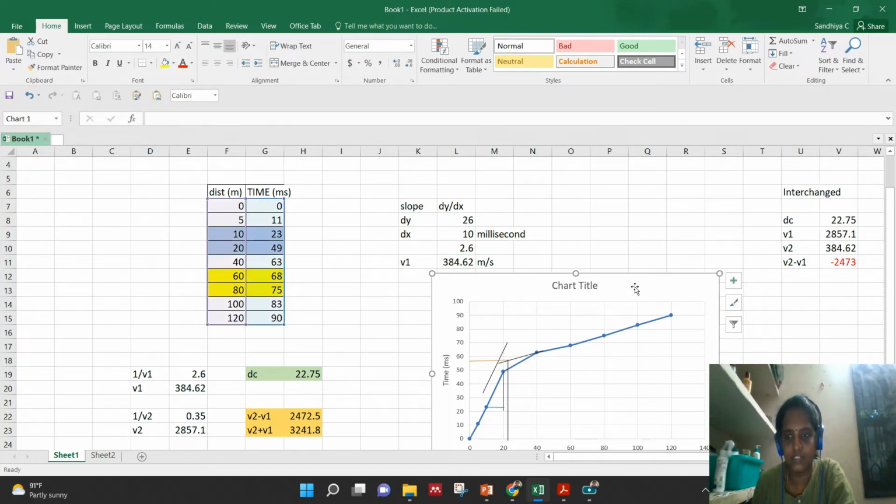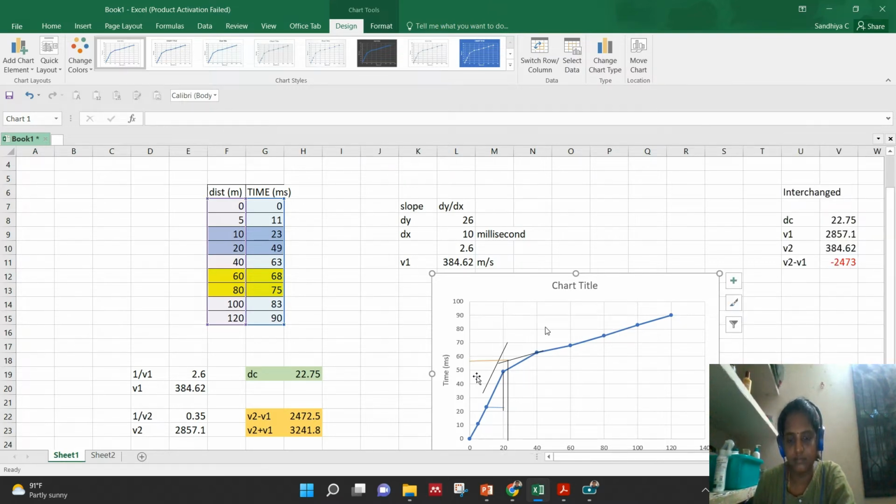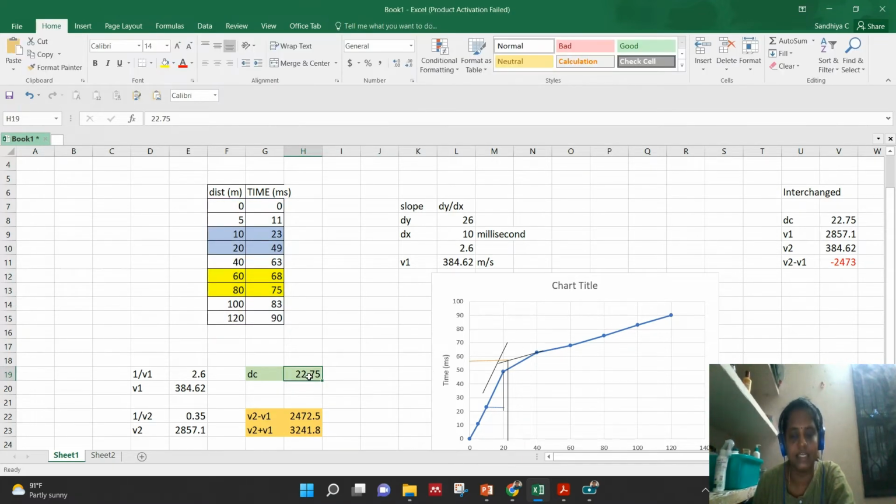You are clear with this plotting the graph, right? The graph is clear. How to get the dc value, that is your critical distance, is clear. So we have got the critical distance. Now we have to find out the v1 v2 value. The v1 v2 value is given by the slope. First we have to find the slope. Here the slope of this line we need, which is nothing but dy by dx.